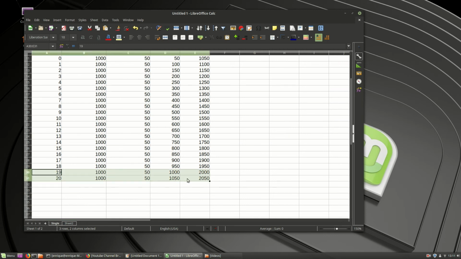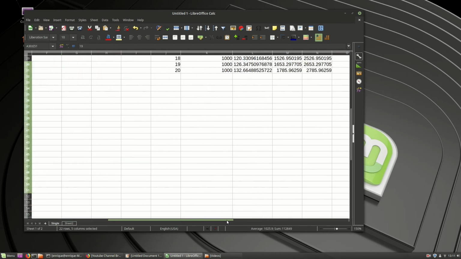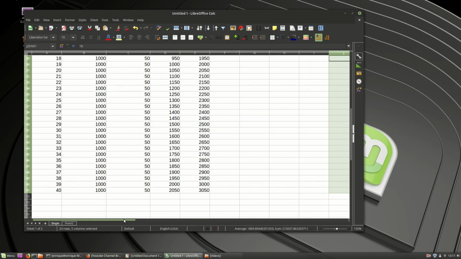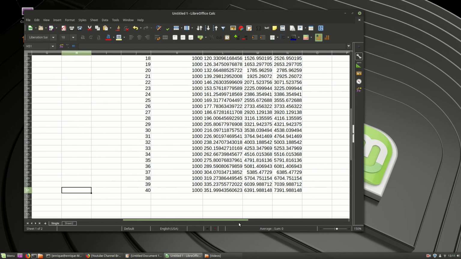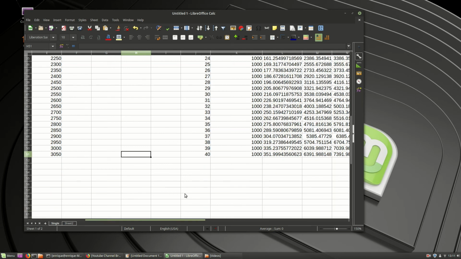Let's say we go down 40 years down the road. Well, okay, now it's hit 3,000 here with a simple, but with a compound, we've now hit $7,000. So as you can see, there's a huge discrepancy. Anyway, and that's just with 5% interest rate.